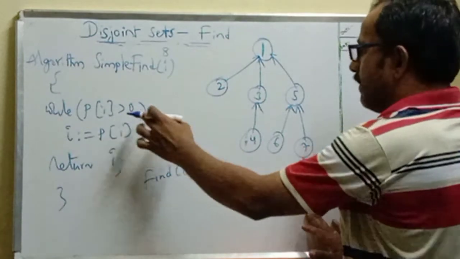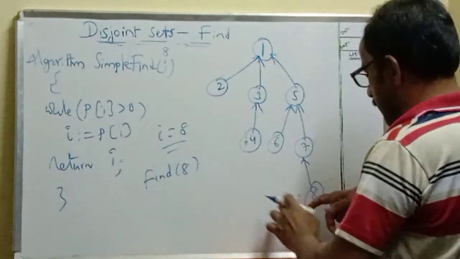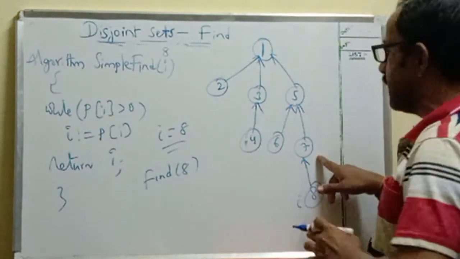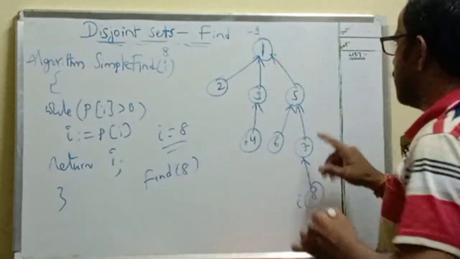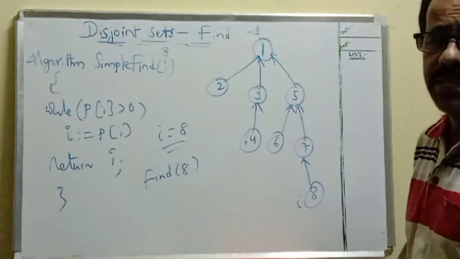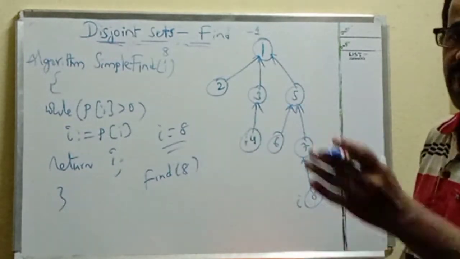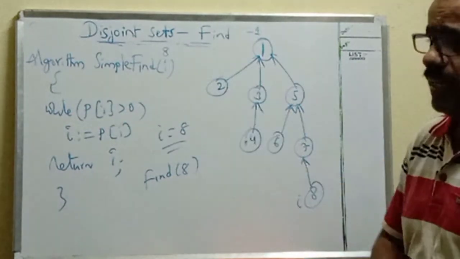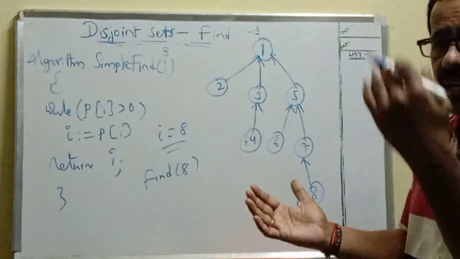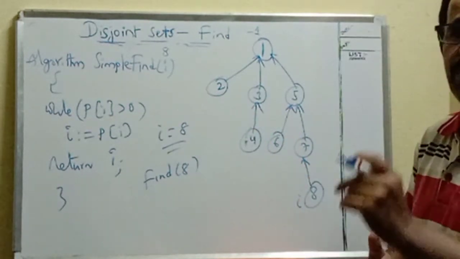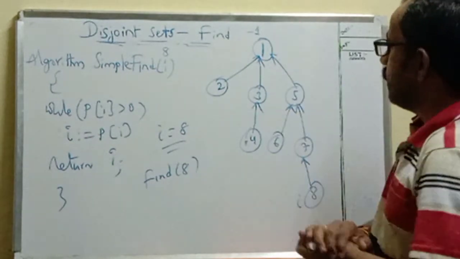Then what is P of I? It means parent of 8. Is parent of 8 greater than 0? Except the root node, all the remaining nodes have parents. At the root node, there is no parent, because I have already shown in the earlier forest structure that all the nodes are independent. Above that particular node, I represented -1. So -1 means there is no parent.